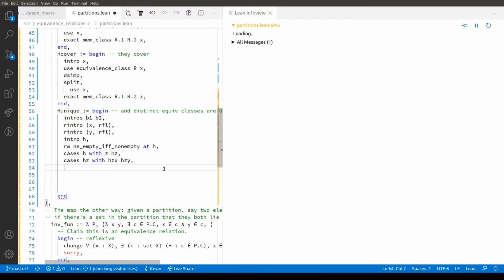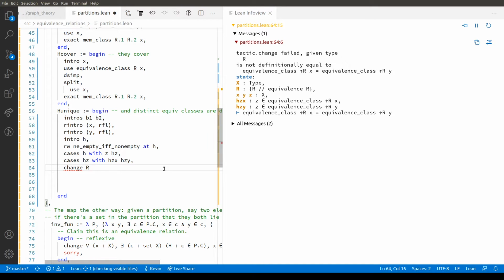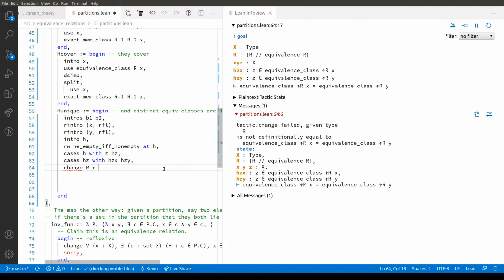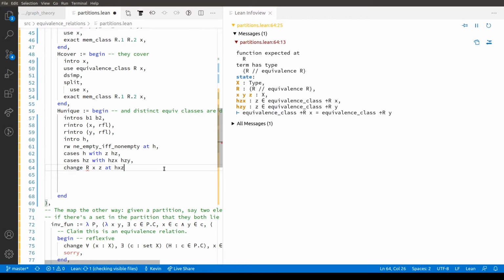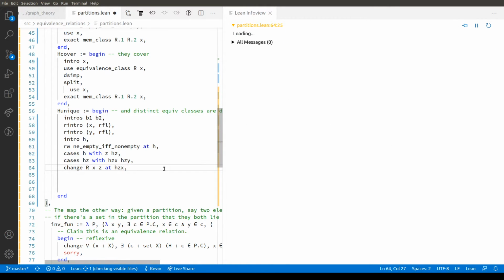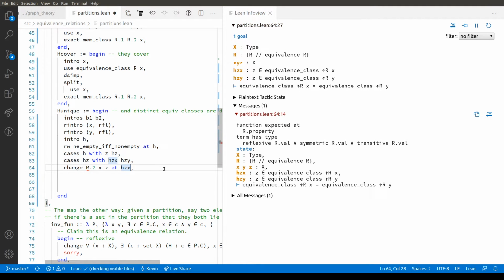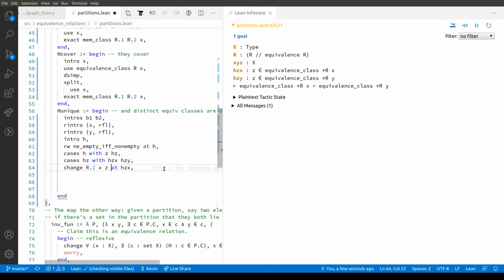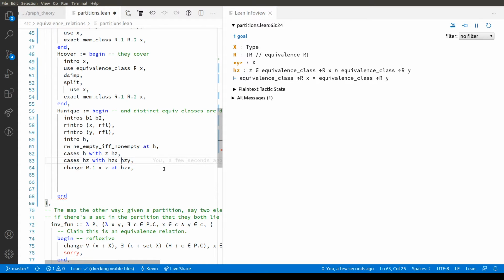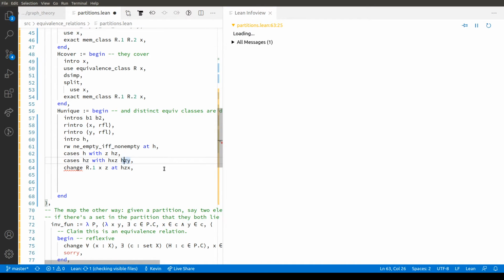And this now just says, what does this just say? This just says change to Rxz at hzx, right? At hzx. It says r.2. Oh, it doesn't. What have I done? r.1? r.1, of course. And so that's lousy. I should have called this hxz. Let's call this hxz, and let's call this hyz.